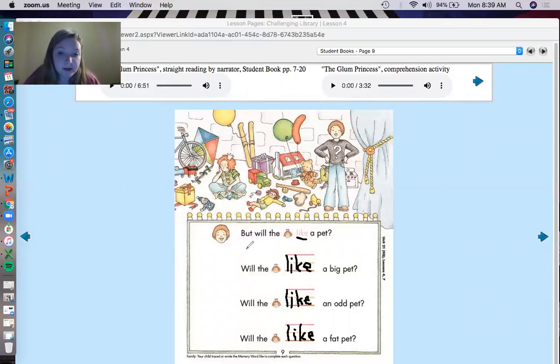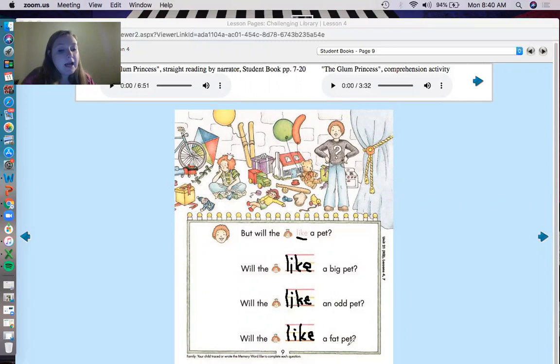The question maker asks, but will the princess like a pet? Will the princess like a big pet? Will the princess like an odd pet? Will the princess like a fat pet? Okay. Now, this is all for Act 1. So let's do some review of Act 1.